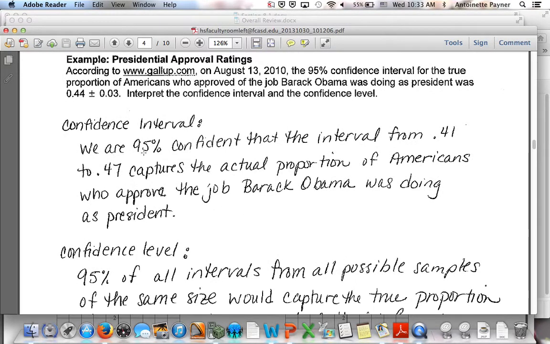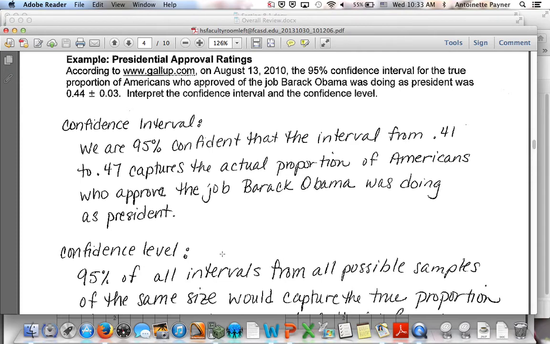So we are 95% confident that the interval from, so what I do here is I take that 0.44, subtract 0.03, I get my 0.41. I take my 0.44, add 0.03, I get my 0.47. So we are 95% confident that the interval from 0.41 to 0.47 captures the actual proportion, that's what I'm trying to estimate here, of Americans who approve of the job Barack Obama was doing as president.